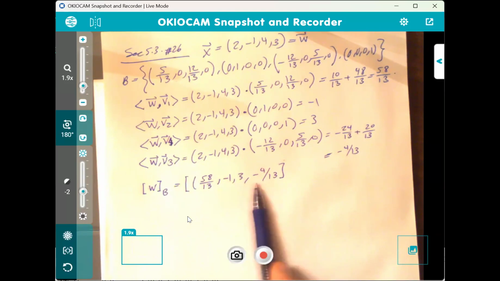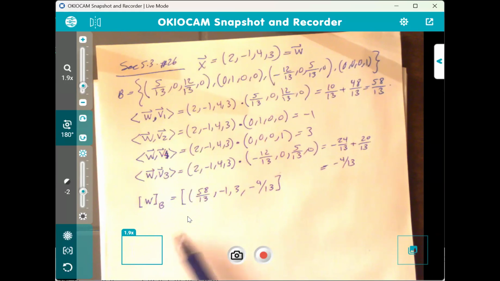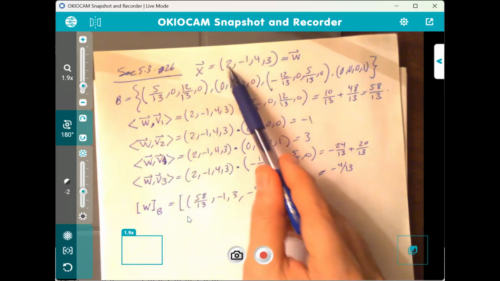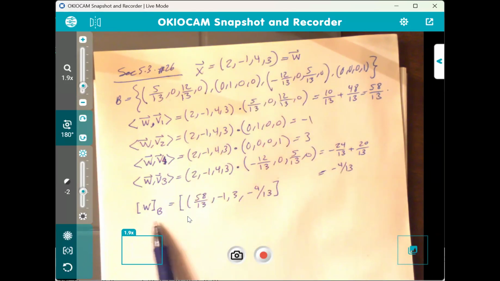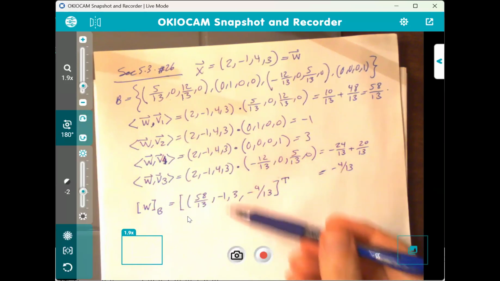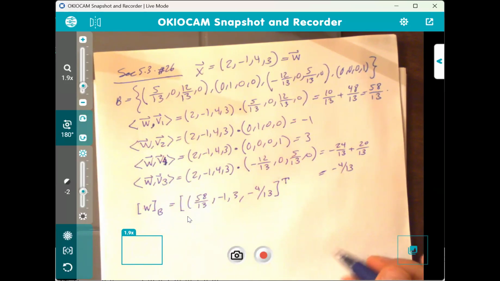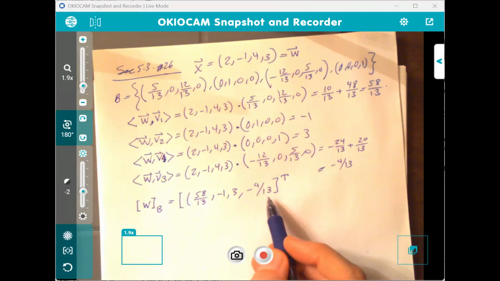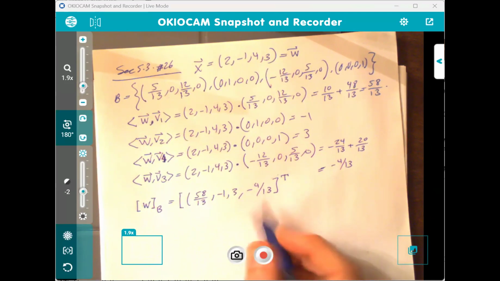So these are the coordinates of, again, this vector, the coordinates of 2, negative 1, 4, 3 relative to the basis. And of course, I'm going to transpose this to get a column vector out of that. Can I ask a quick question by any chance? Yes, please go ahead. Does it matter the order? Because would the three be last, or does that matter because it's... Oh, V4 and V3?